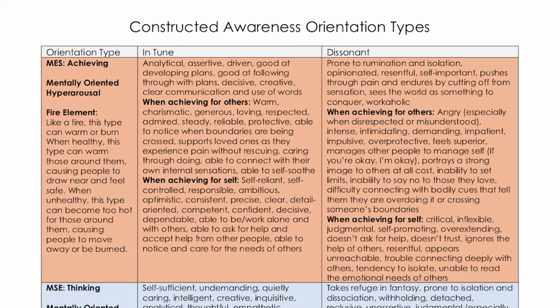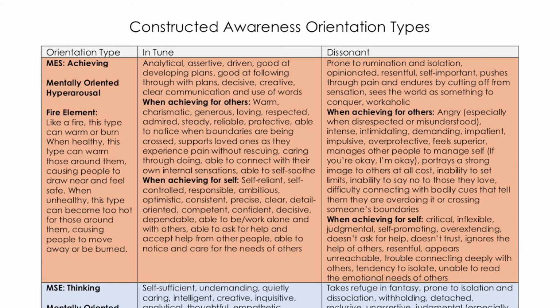But if you look at it now, here is MES, the achieving type, which is Leah's type. Her score ended up being 14 for mental, 12 for external, and 5 for sensation. So we can place the letters in order from highest to lowest, and we get the MES. When we look at this in regard to Leah, we can see that it completely fits for her, especially this category of when achieving for others: warm, charismatic, generous, loving, respected, admired, steady, reliable, and so on.